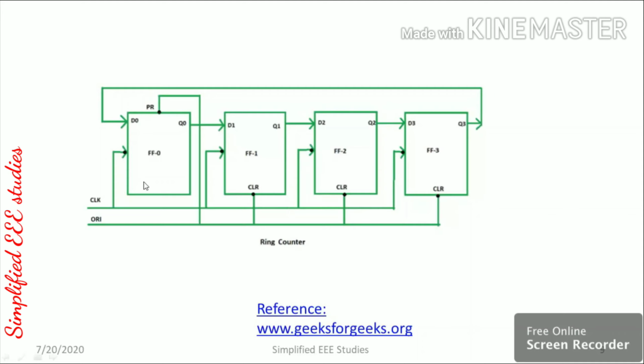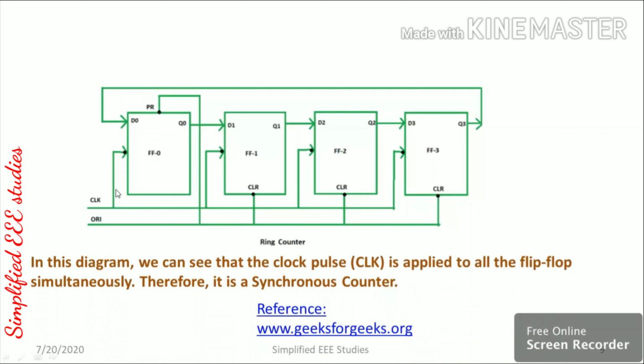If I didn't put a common clock, then it forms an asynchronous counter. That means the clock should be given independently, so it becomes an asynchronous counter. For this case, there is a common clock provided for each and every flip-flop. So we can say that this is a synchronous counter.